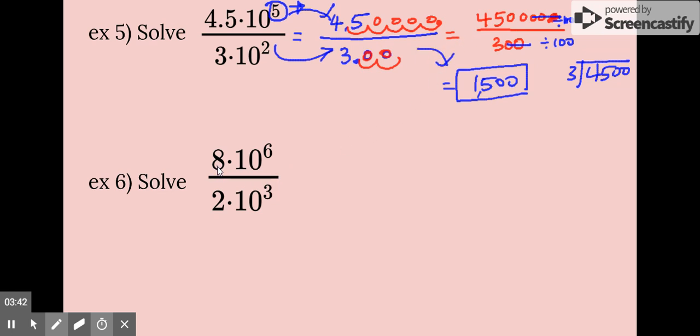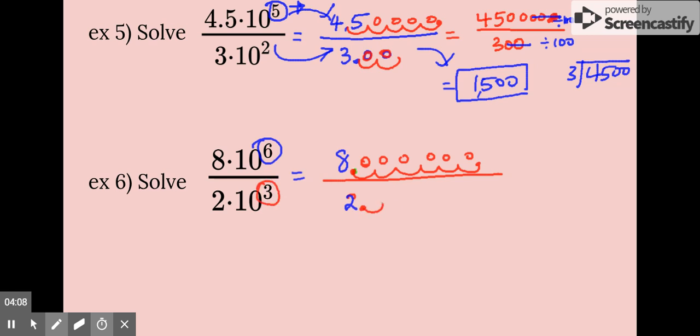And now number 8, it's the same thing. You move the decimal how many times? 6 times to the right. So the decimal is right behind the whole number. So 1, 2, 3, 4, 5, 6. You stop here, and then you fill in with zeros for all 6 places. And the 2, how many times do you move the decimal? 3. 1, 2, and 3.